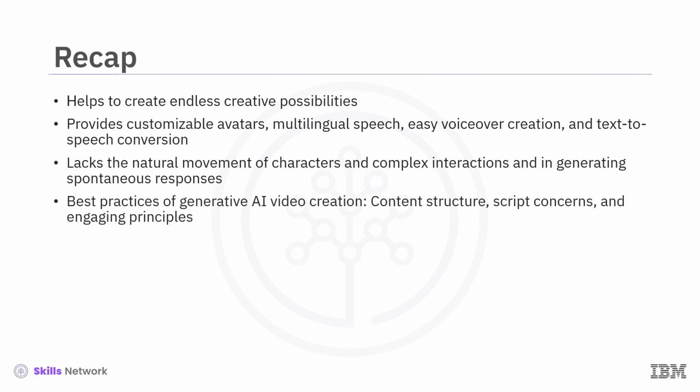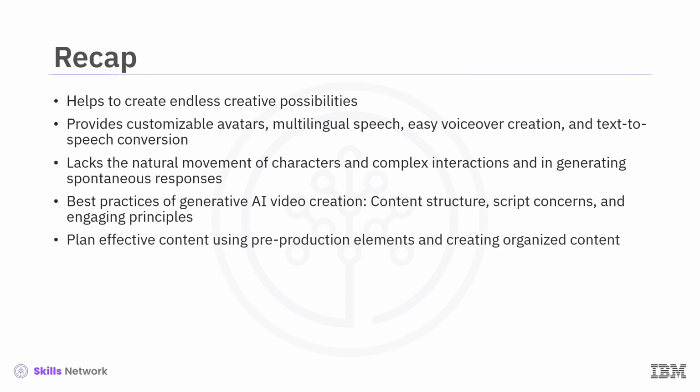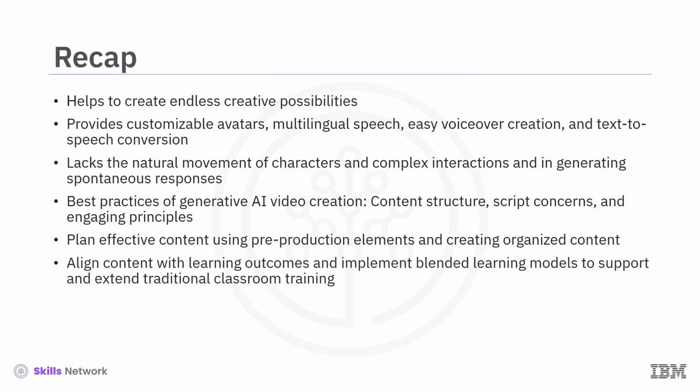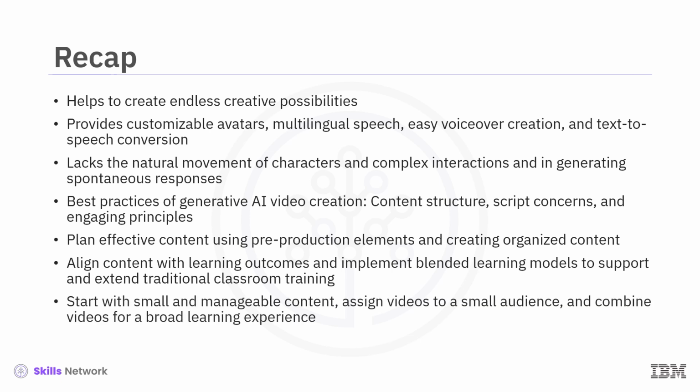Well-defined content structure, script concerns, and engaging principles help to generate effective generative AI videos. You can plan effective content by identifying pre-production elements and creating organized content. Aligning content with learning outcomes and implementing blended learning models supports and extends traditional classroom training. For implementing AI-generated videos in education, start with small and manageable content, assign videos to a small audience, and combine videos for a broad learning experience.